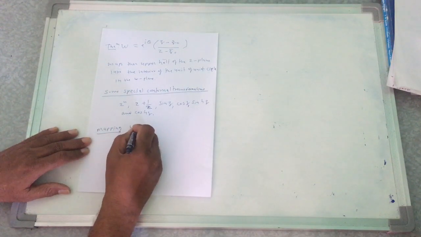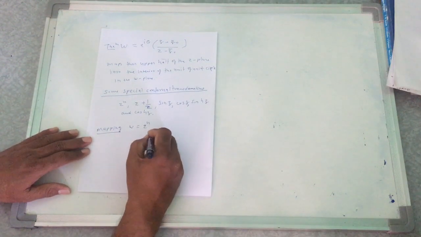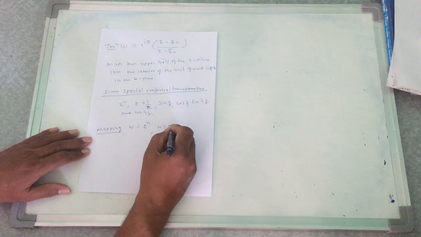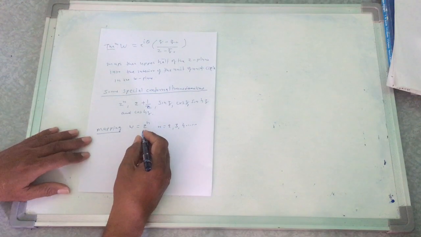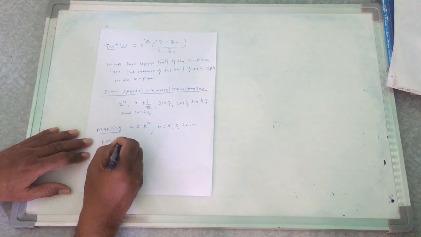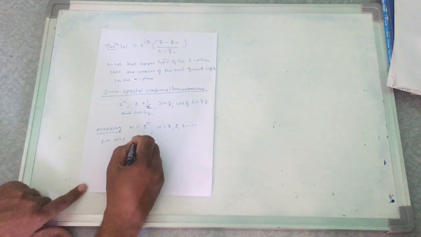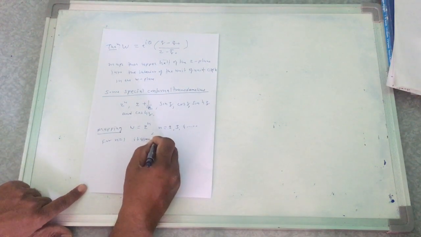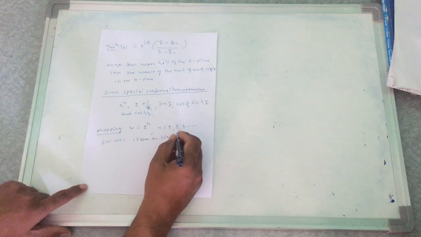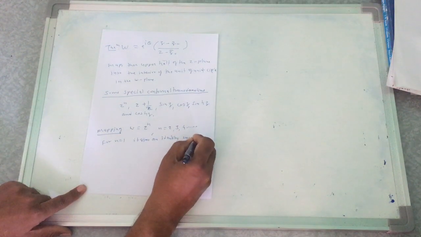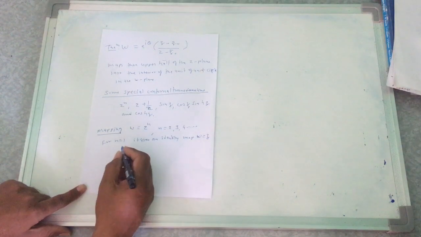Mapping w equals z^n, where n is equal to 2, 3, 4 like this. For n equal to 1, it gives an identity map, w is equal to z, which is not of special interest.